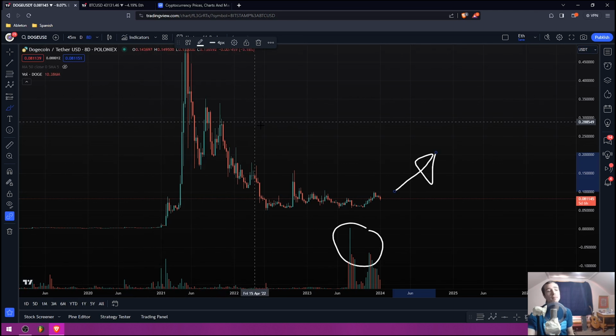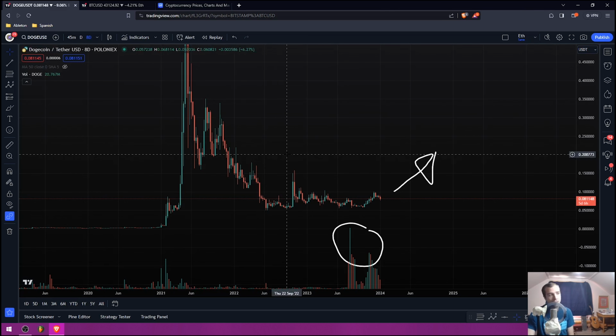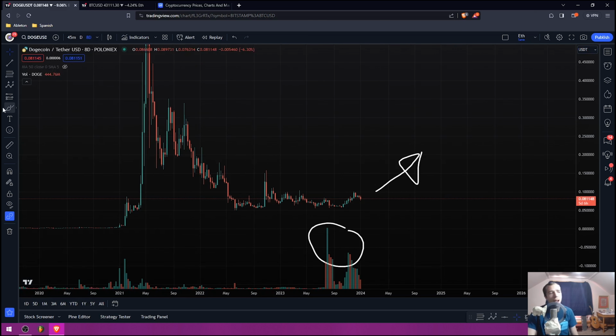But at the same time, don't allow the fact that it is a meme coin to steer you away. Don't let its name steer you away from potential opportunity here with Dogecoin. And as far as the short term goes, I'm not going to try to predict the short term at all. I will play it. Here's how I'm playing it. Here's how I would look at this market.